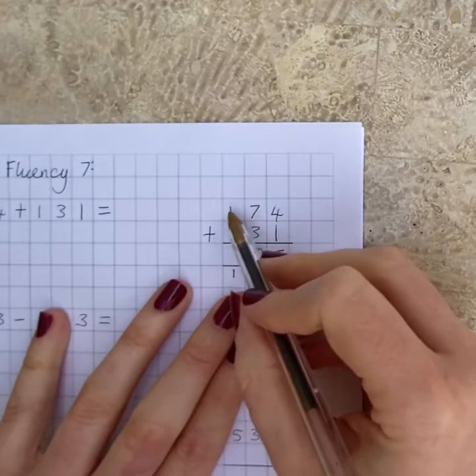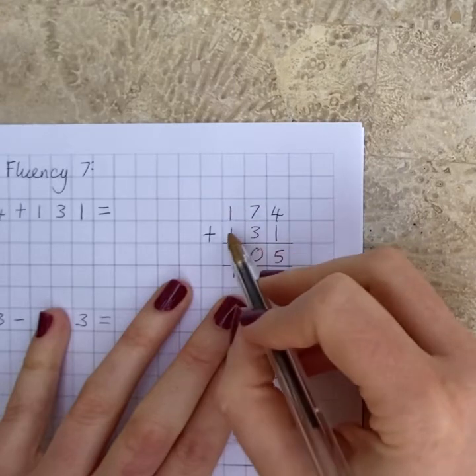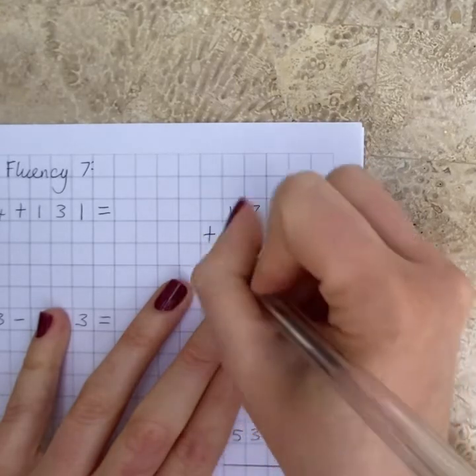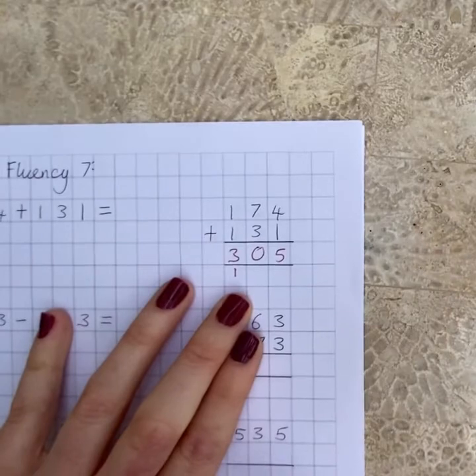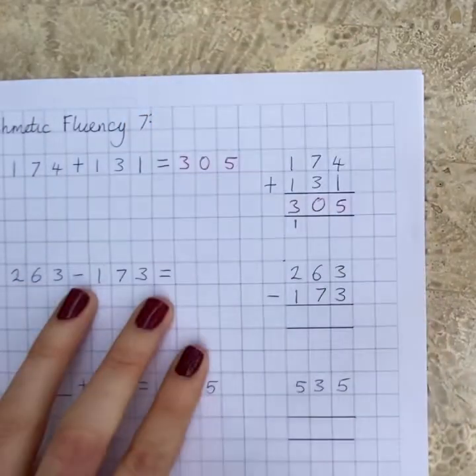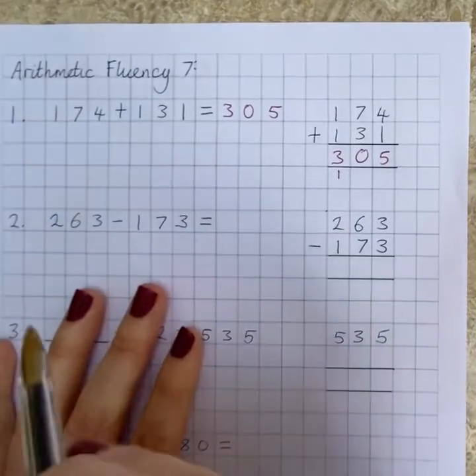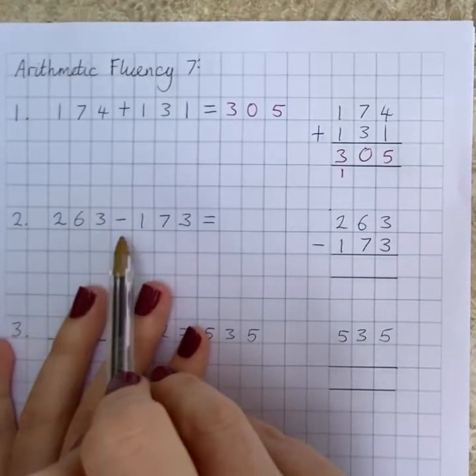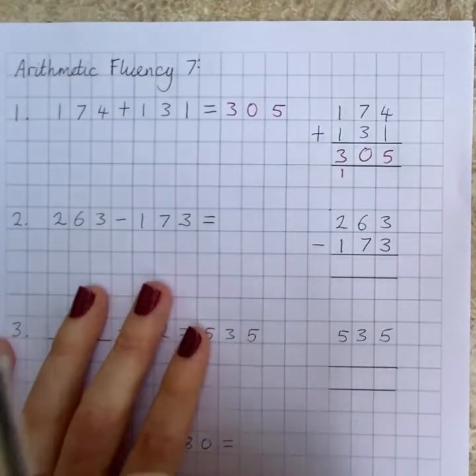Then we have in the hundreds 100, another 100 and another 100. So 3 hundreds. So it equals 305.